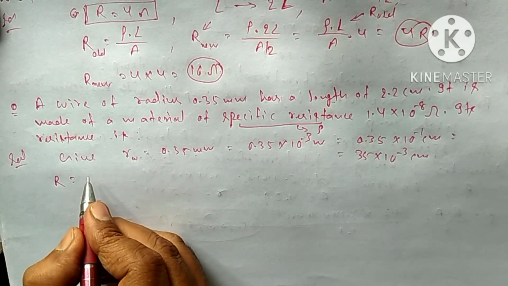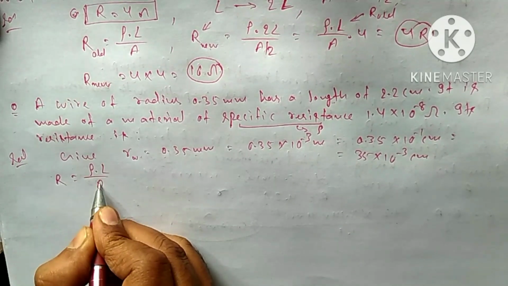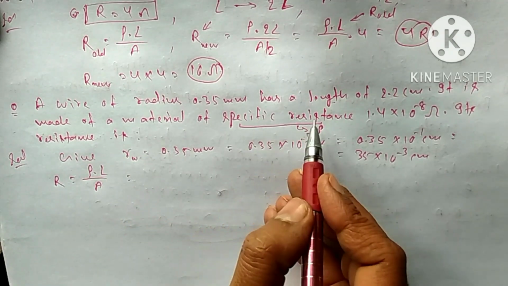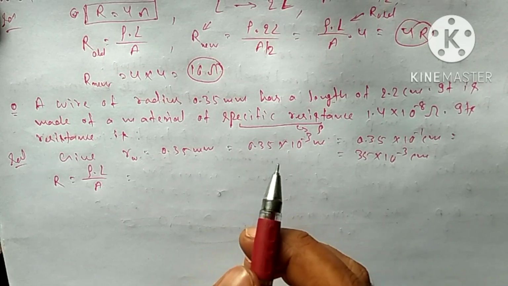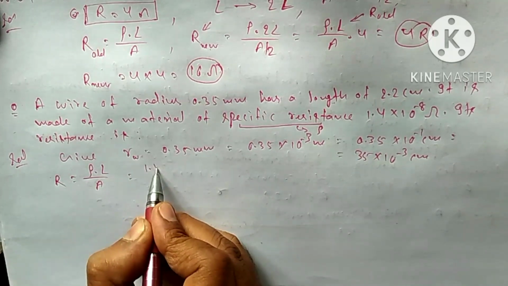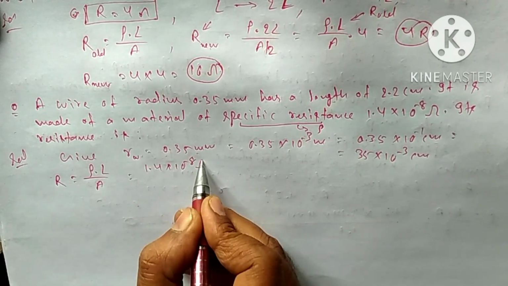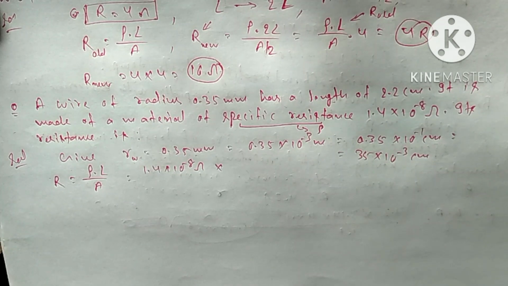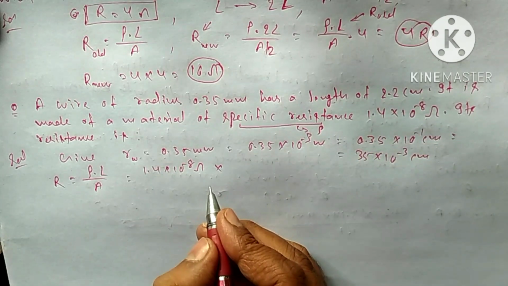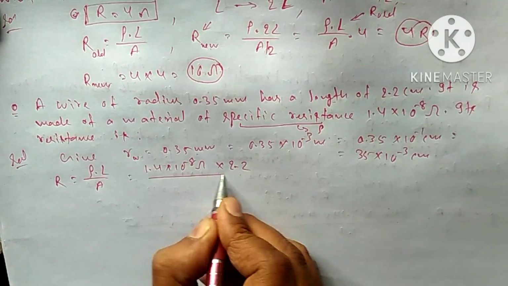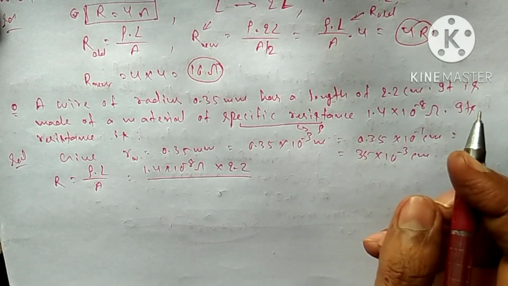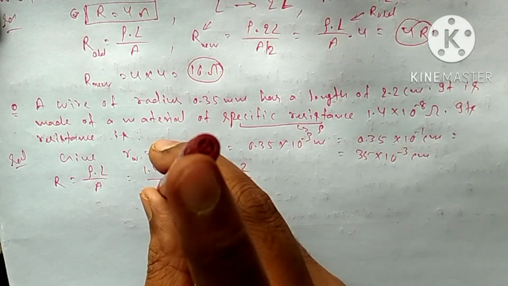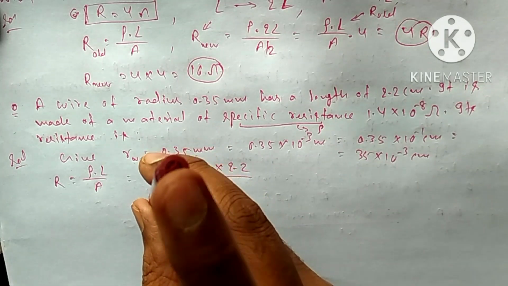By applying the formula of resistance, rho into L by A, we can put the value of resistivity; specific resistance and resistivity are the same thing. So we put here 1.4 multiplied by 10 to the power minus 8 ohm, multiplied by length. Length here is given as 2.2, so we write 2.2 divided by area. If we look at the wire, its cross section area is circular.